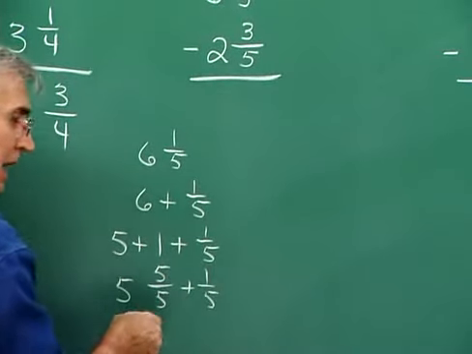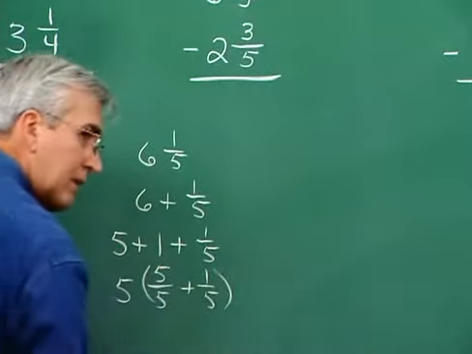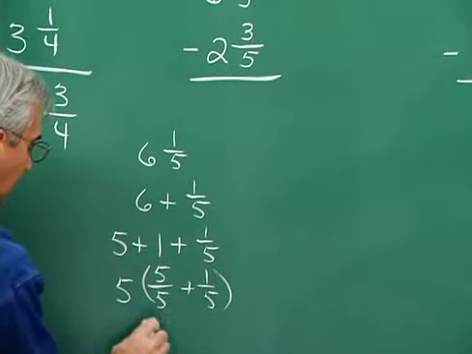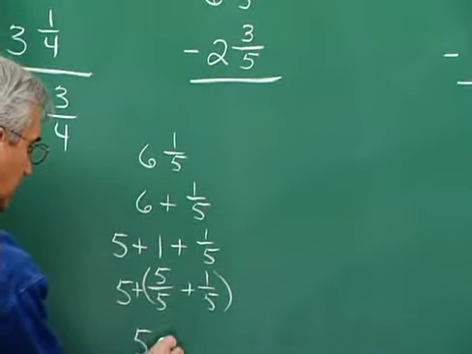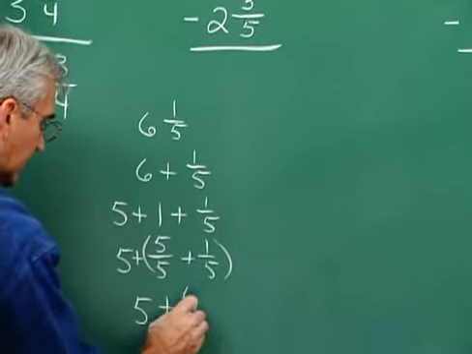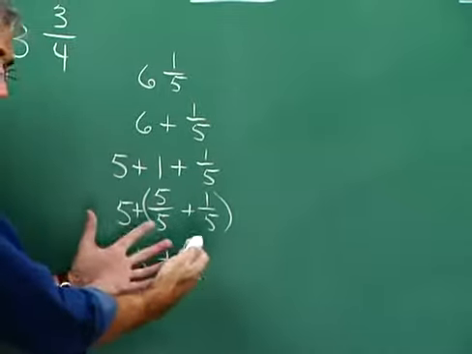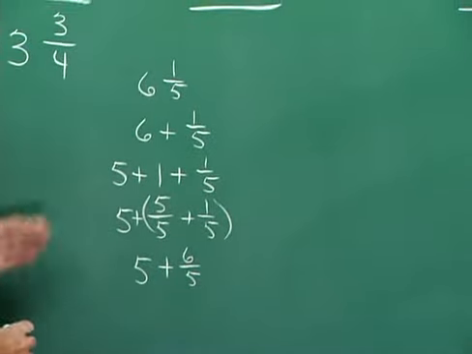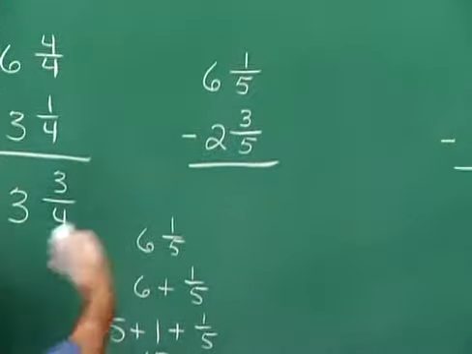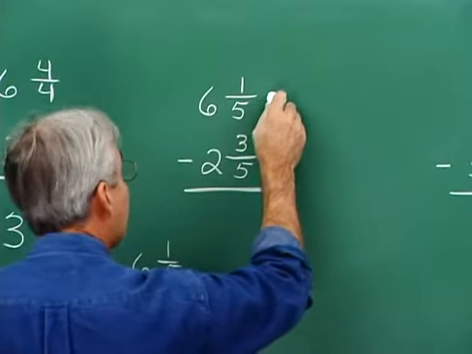And now, by our associative property, you see we can think of adding those. So this is really 5 plus 6/5. You see, and we'll write it as 5 6/5 together, without the plus sign. So 6 1/5 changes into 5 6/5.